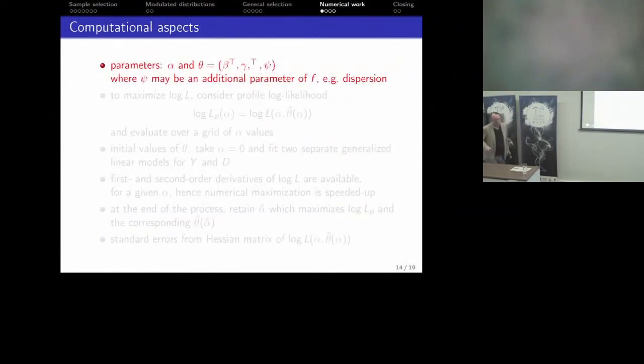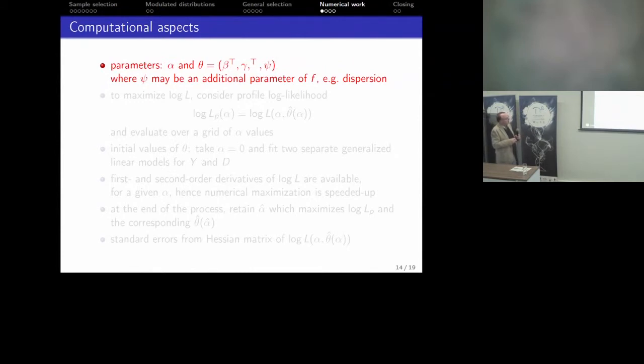Let's go to the computational aspects. There are two groups of parameters. Alpha, which is just one number, regulates the association between the two components, y and u, or t, capital T.